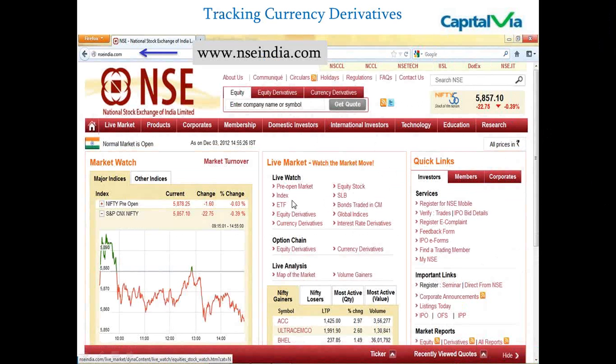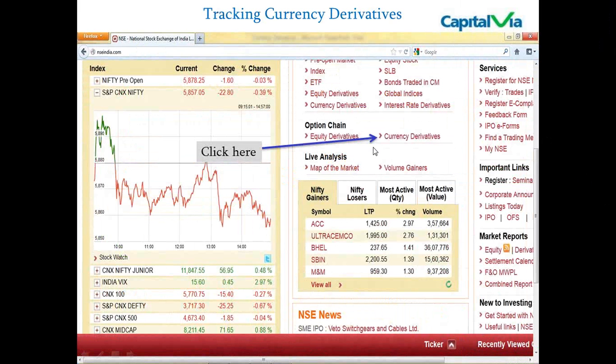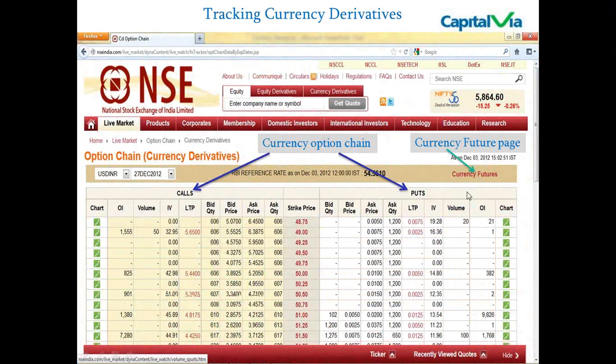this particular slide shows how you can track the currency derivative market. You can go to nseindia.com, just go to nseindia.com. You can click on the currency derivative segment. As you can see, just click on the currency derivative segment. Now here the currency option chain would open. If you want to go to the currency future page, you have to click here. The currency option chain is being displayed here. This side is called, this side is put. I'll also be showing you in real time by opening NSE India here.